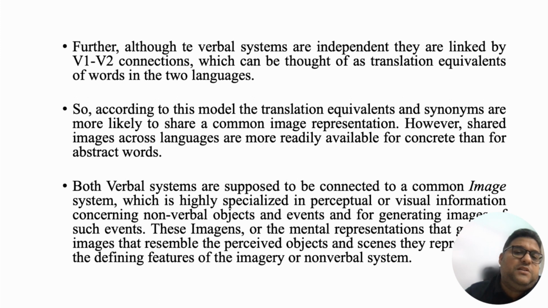Now, both these verbal systems are supposed to be connected to the common image system, which is highly specialized in processing spatial, perceptual or visual information concerning non-verbal objects and events, and for generating images for such events. So if you are seeing some new experiences, this image system will be able to generate images for this, and the mental representations that govern these images would resemble the perceived objects and scenes that they represent, and they will be correspondingly mapped to the different verbal systems.